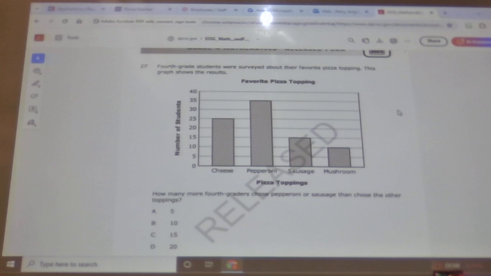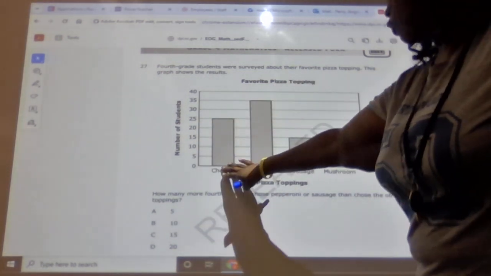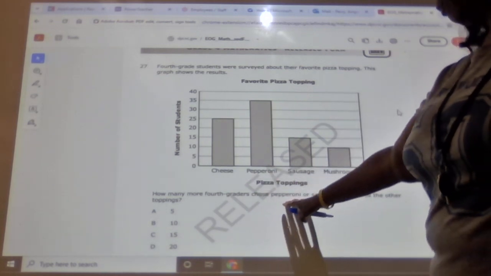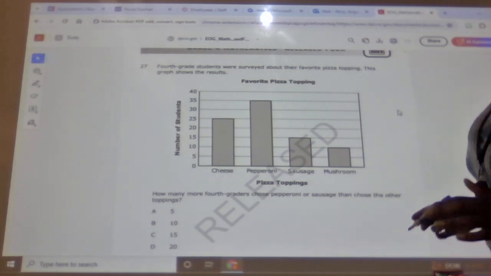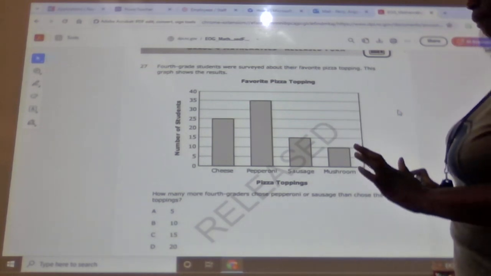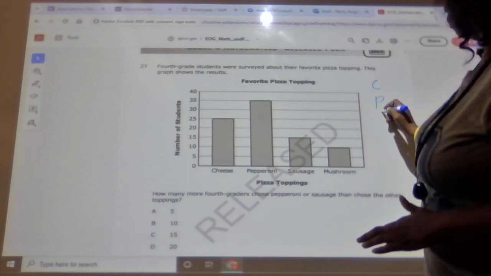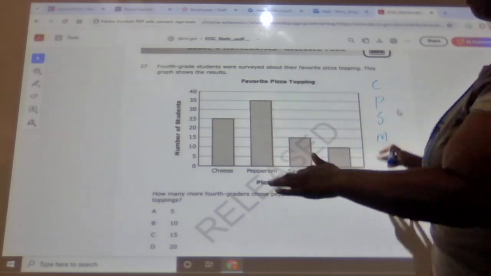Fourth grade students were surveyed about their favorite pizza topping. This graph shows the results. So here's the favorite pizza toppings. This is the number of students. Cheese, pepperoni, sausage, mushroom. How many more fourth graders chose pepperoni and sausage than they chose the other toppings? So I will have the students do this on their graph paper.